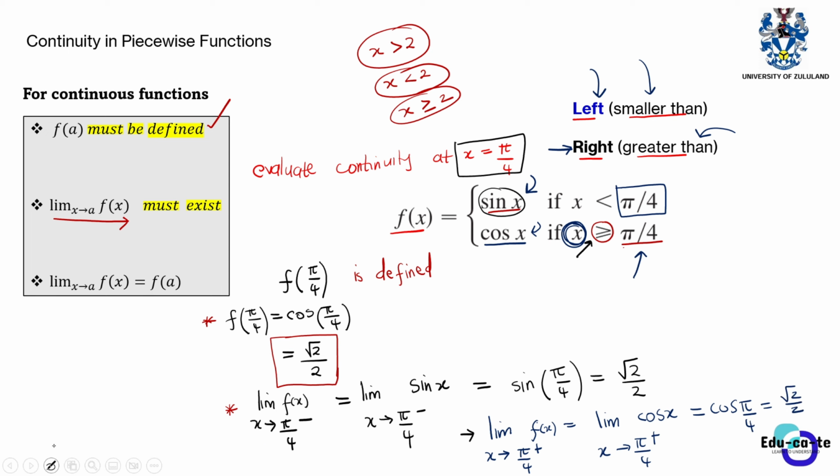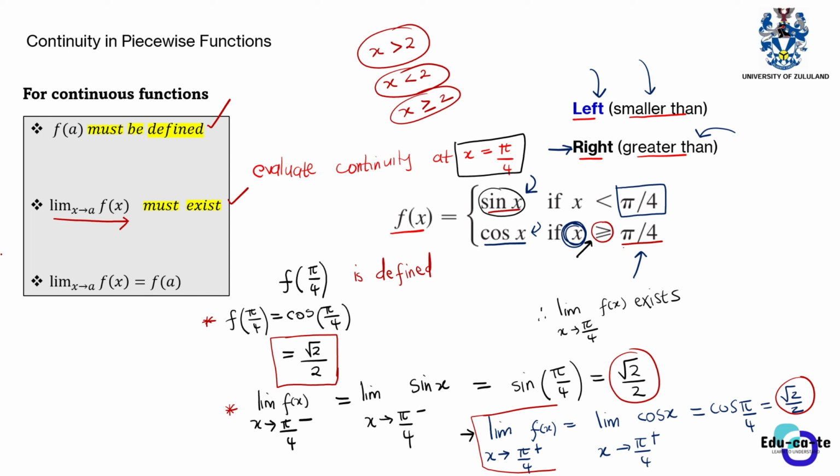Do you realize that here, when we approach f of x from the right and when we approach it from the left, you are getting the same limiting value. So you are getting the what? The same limiting value. So in this case, we can say that the limit exists. Therefore, the limit as x approaches pi over 4 of this function exists because the right hand side limit and the left hand side limit are equal. So the second condition has been satisfied.